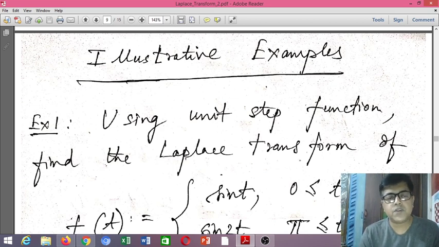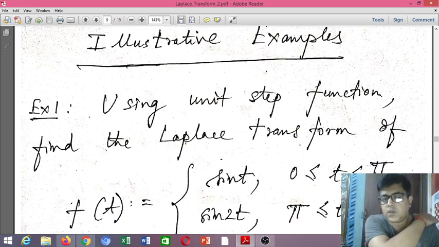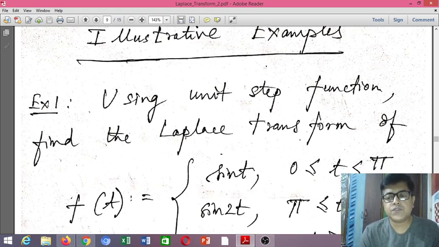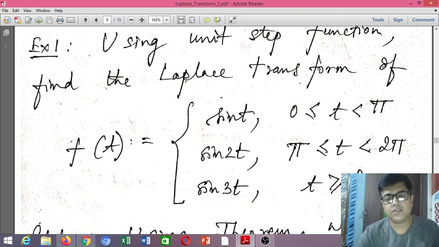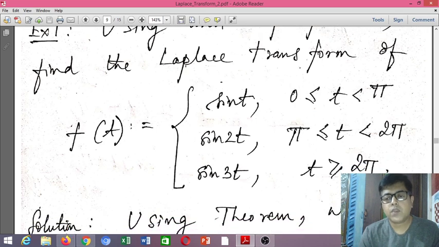Now let's come to the first example in today's class. The question says, using unit step function, find the Laplace transform of this function. That is, the function is given as f(t) equal to sin t, t is from 0 to pi, sin 2t, pi to 2 pi, sin 3t, t greater than or equal to 2 pi. So there are 2 points of discontinuity, pi and 2 pi.